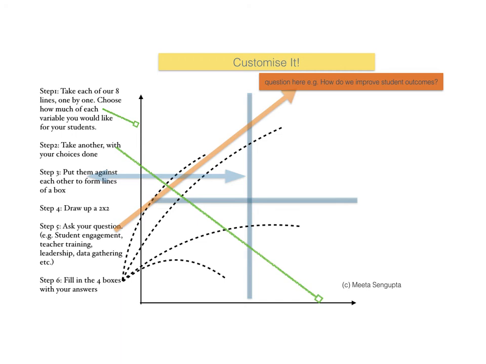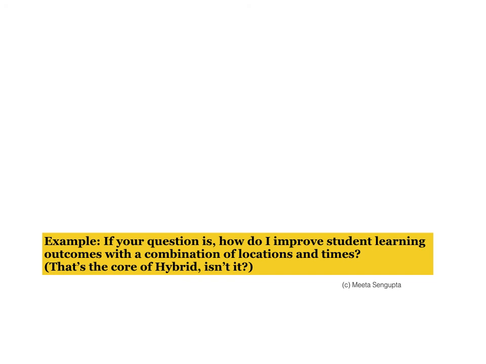But it doesn't work. As a teacher, I would not be satisfied if I could not give an active example of how it's done. We demonstrated how it was done with the 4 examples, but let's do it once with a new question. So, if your question is, how do I improve student learning outcomes with a combination of multiple locations and multiple times? Well, that's the core of hybrid, right? Where you have multiple locations and you have multiple times, and you say, thank goodness we have digital, and thank goodness we have gardens, and thank goodness we have good weathers, so that we can create a hodgepodge but an organized, structured mongrel of a hybrid learning environment.